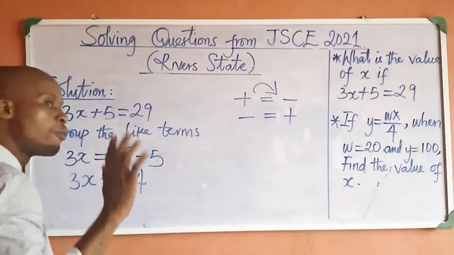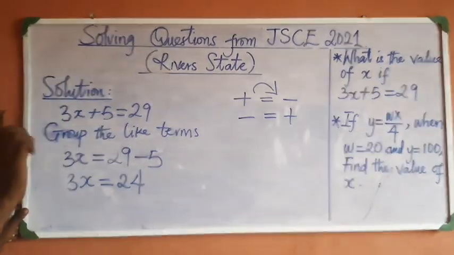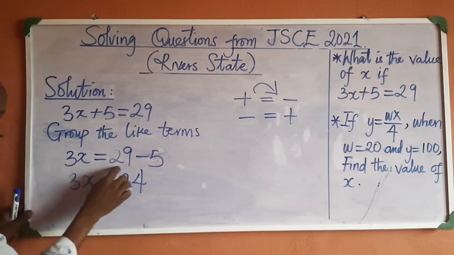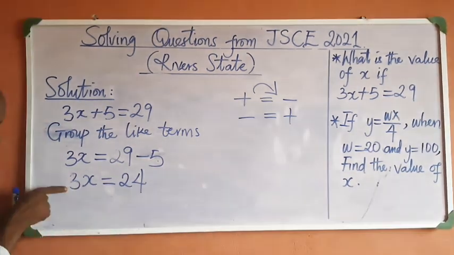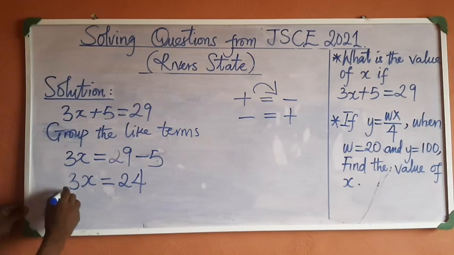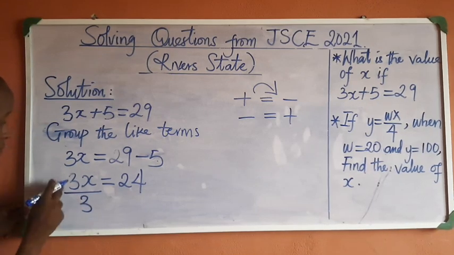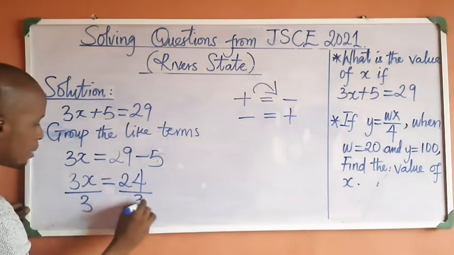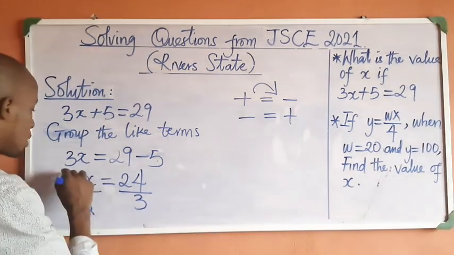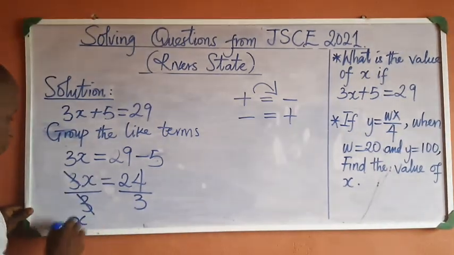But to make it simple for you, it is good to have a better understanding. I am dividing both sides, the left-hand side and the right-hand side, by the number attached to the letter. So it's simple. I'm dividing this side by 3, and I'm dividing this side by 3. You can see 3 here, we cancel 3, remaining x for me here.